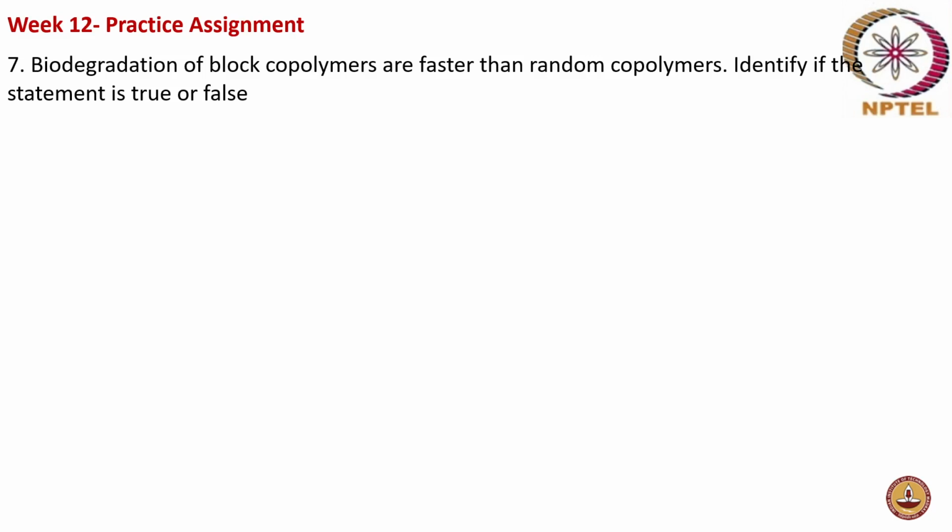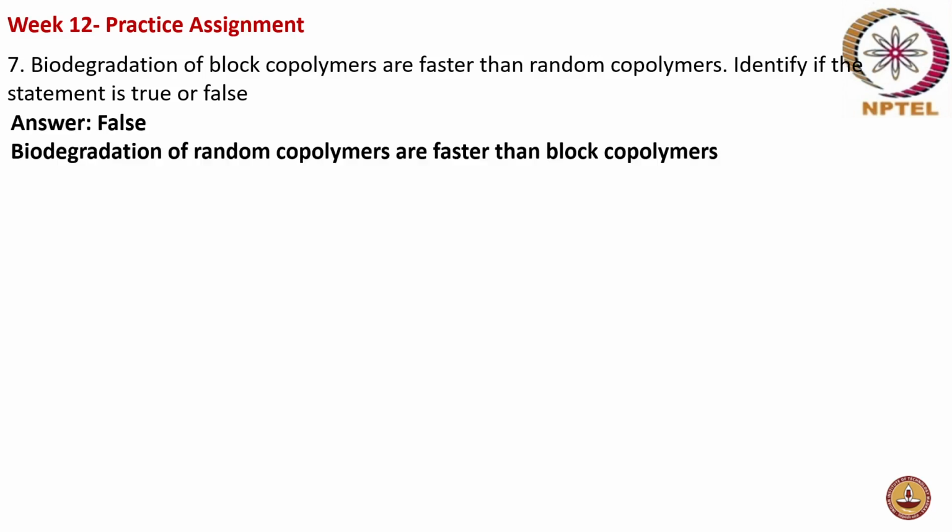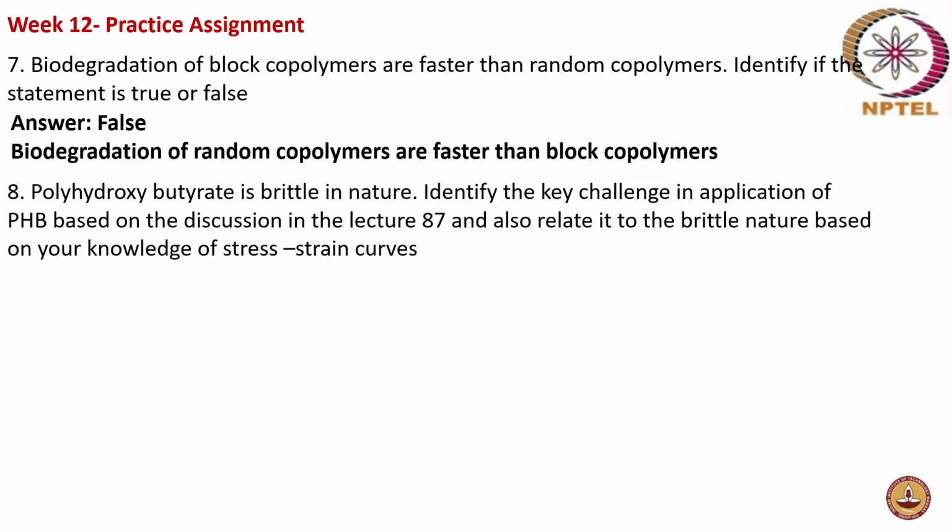Whereas in random copolymers, the parts which get degraded and which don't get degraded are randomly placed. So it is easier to break them since they are randomly oriented, and easier to form smaller fragments. Whereas in block, the block restricts the degradation process. That is why biodegradation of random copolymers is faster than block copolymers. Okay, next question.